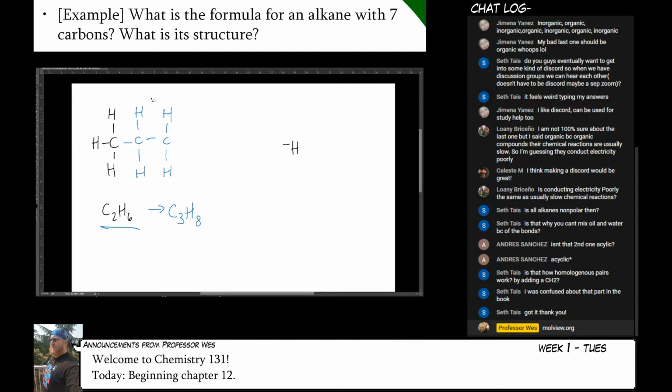And I'm going to copy... Oh, that's not going to work. Hold on. I'm going to copy this part. So I'm going to go copy, paste. Paste. Paste. Paste. And that should be 7 carbons. 1, 2, 3, 4, 5, 6, 7.